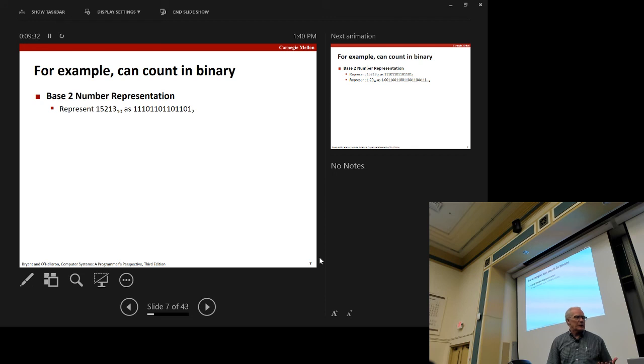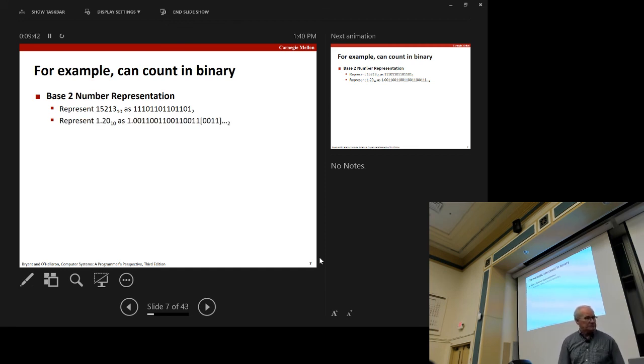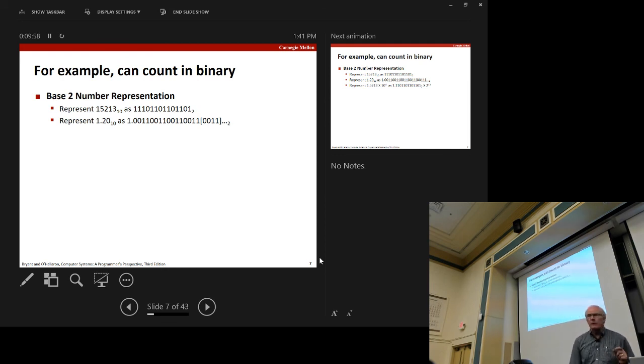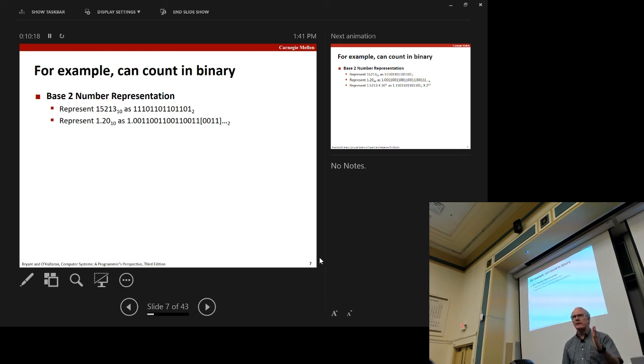So for example, we could represent a number like 15,213 as a string of ones and zeros, using a base 2 representation of it. And we can think of numbers that are decimal numbers, but we can represent them again in base 2. In this case, and we'll talk about this a week from today, we no longer call it the decimal point. We call it the binary point, where the demarcation is between values that have a weight of some positive power of 2, like 1, 2, 4, or 8, and ones that have a negative power of 2 weight, like a half, a fourth, an eighth, and so forth.